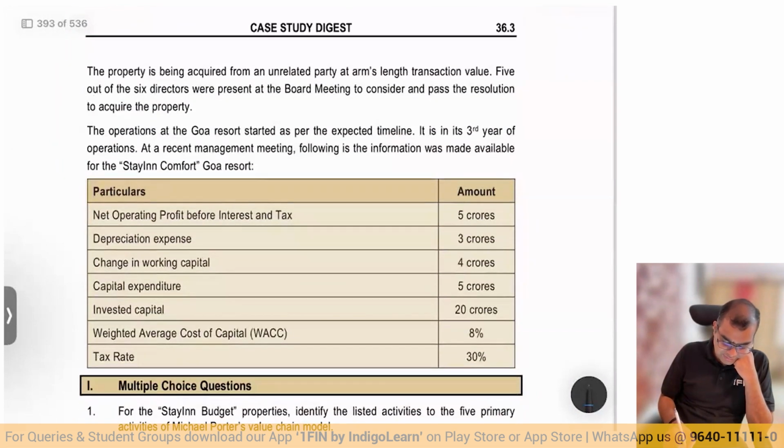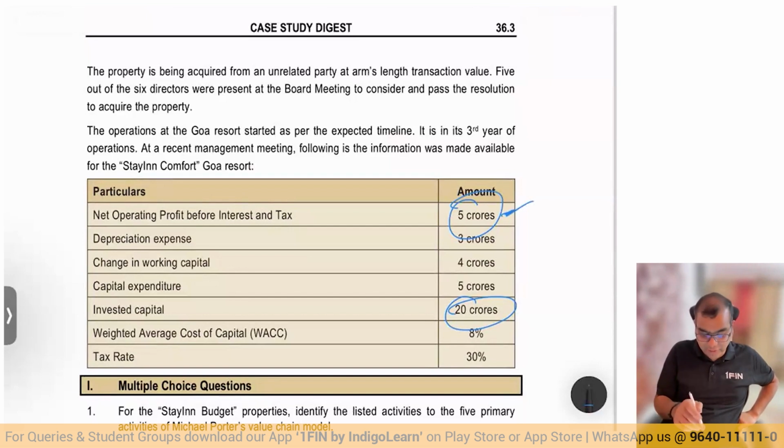They themselves have given net operating profit after tax 5 crores. Not NOPAT, net operating profit before interest and tax. So you have to adjust this for tax. So 5 crores, it is before interest and before tax. So 5 crores minus 30%. So this is 3.5. NOPAT is 3.5.